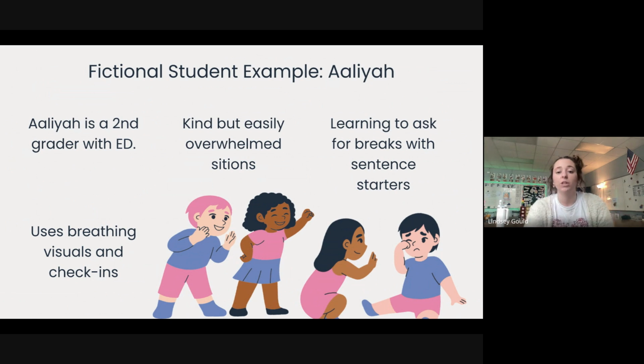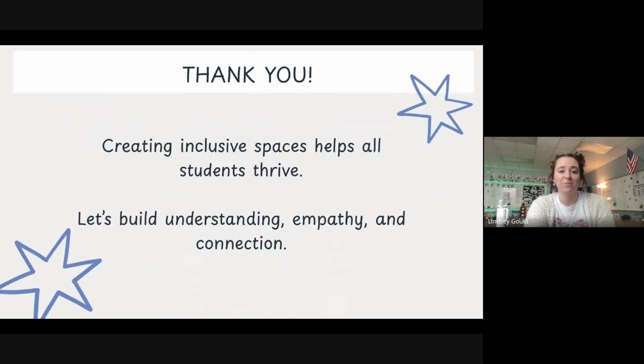So again, this would be really great for a SPED teacher and a gen ed teacher to know, just about the inclusion portion of the student's day.